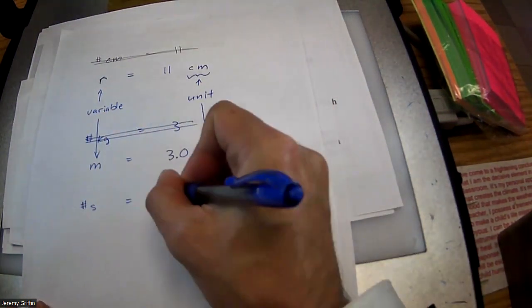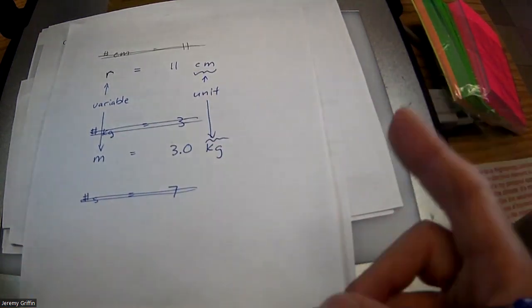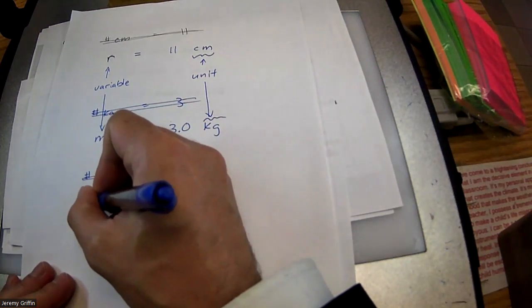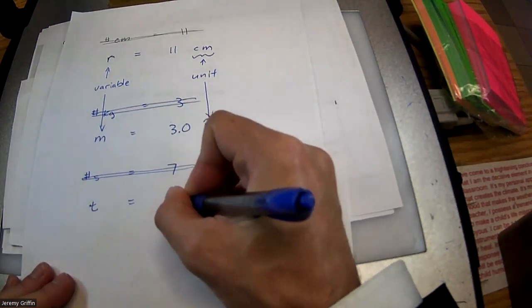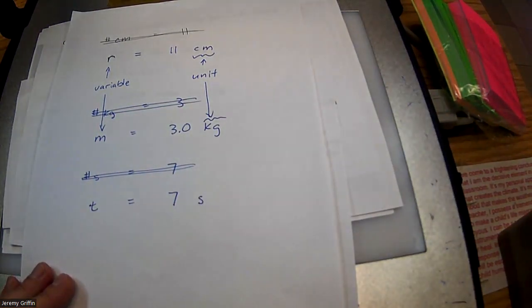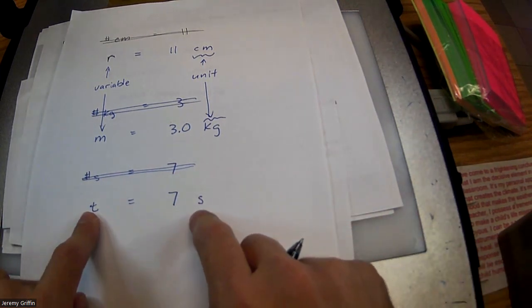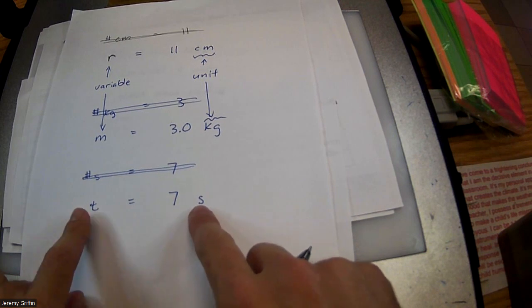How about this? Let's say you're watching the time go by, tick, tick, tick, and you count off 7 seconds. Do you want to say the number of seconds is equal to 7? How about this? What do you think the variable is for time? T. Good call. Time is equal to 7 seconds. Does that work? Yes, that works. Variable T is time, unit is s for seconds.